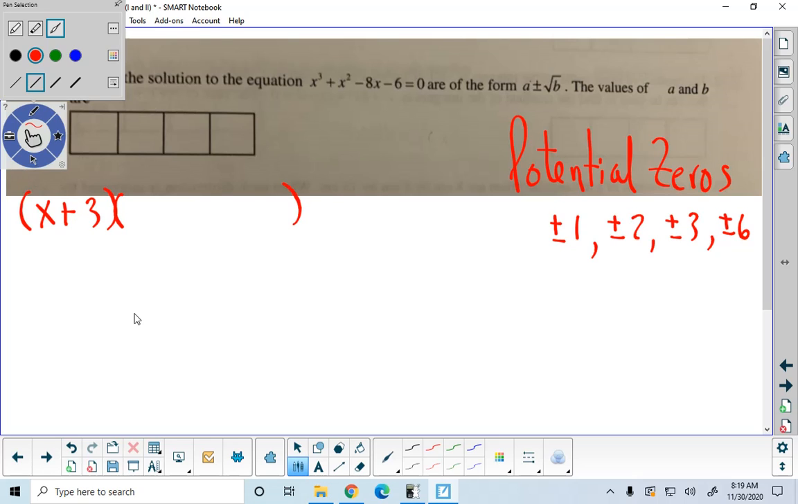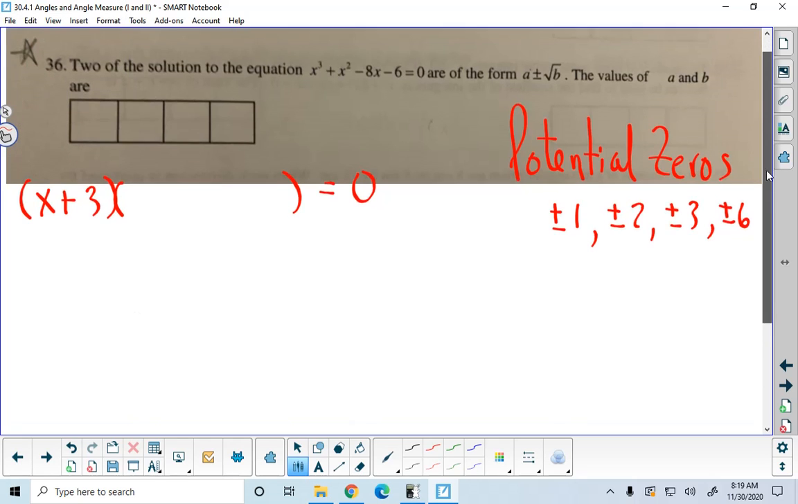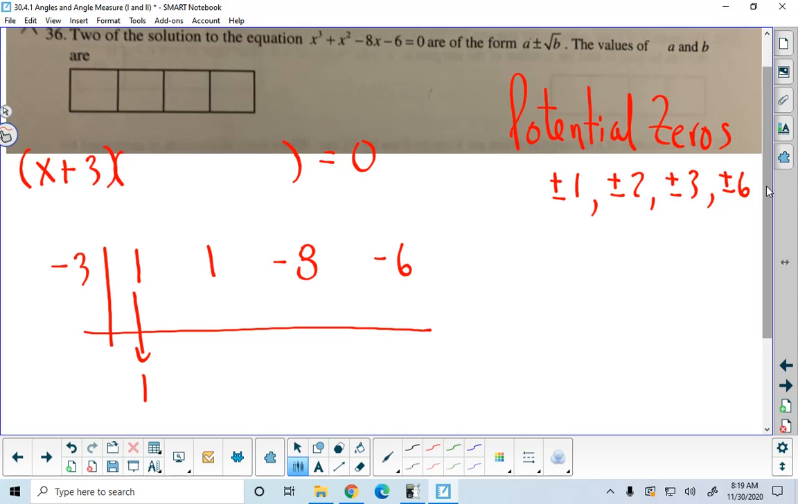There must be another factor, and we're going to find that other factor by performing synthetic division of 1x cubed plus 1x squared minus 8x minus 6 divided by, of course, x plus 3, and we put the 0 there. We move the first number down, so we're ready to go here. -3 times 1 gives you -3. 1 plus -3 gives you -2.